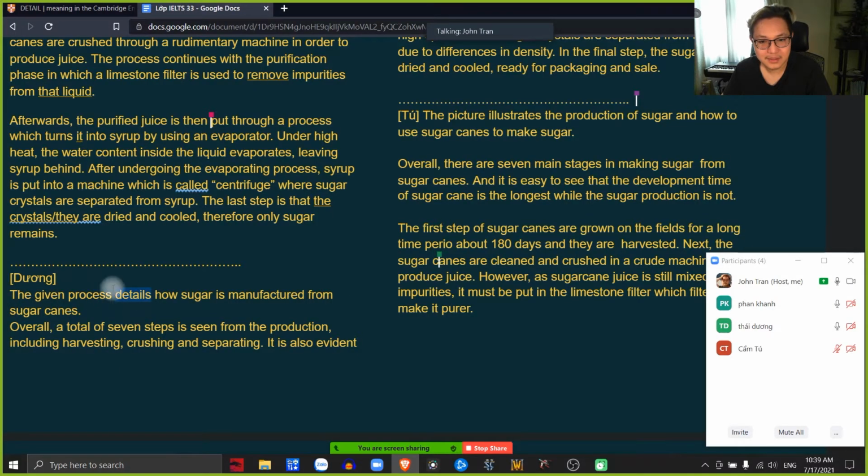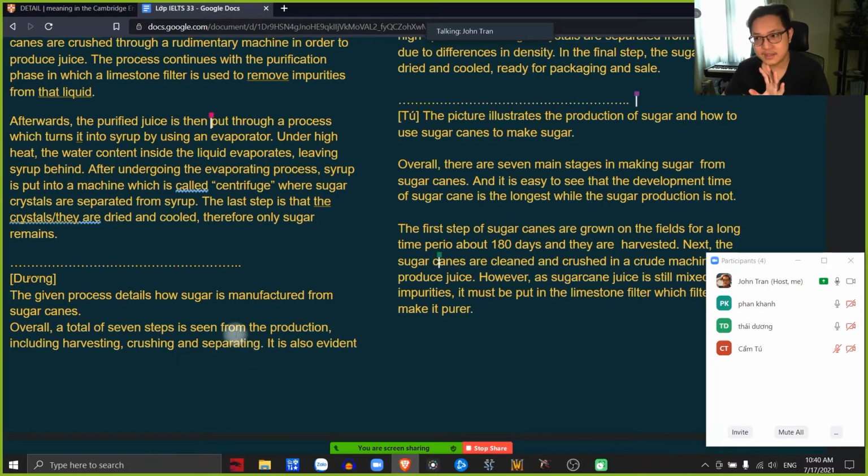So the given process details how sugar is manufactured from sugarcane. Okay. Quá trình được cho đưa chi tiết là làm thế nào đường được sản xuất từ mía đường. Overall, a total of 7 steps is seen from the production, including harvesting, crushing and separating. Nhìn chung 7 step được nhìn nhận từ sự sản xuất này. Nó bao gồm là thu hoạch, nghiền nát và phân chia.